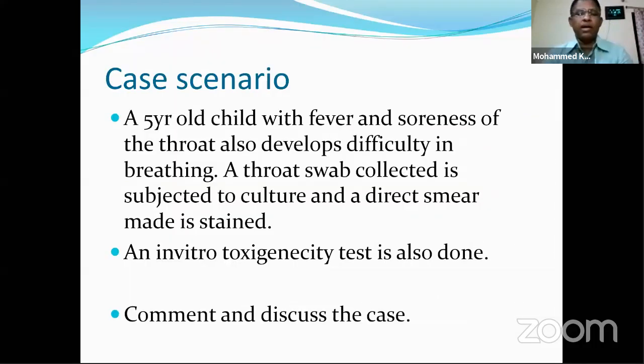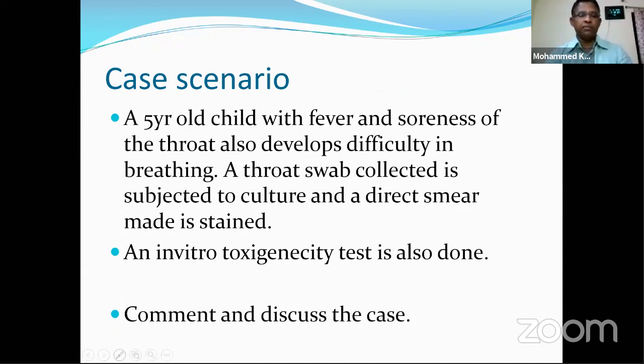Fine. You can have a clinical vignette displayed over here. This is a typical case or vignette that you will be having in your exam, on the exam day, or a case in real life. A 5-year-old child, because it is a childhood disease. Fever and soreness of throat, also develops difficulty in breathing. Throat swab, see, this should give a clue.